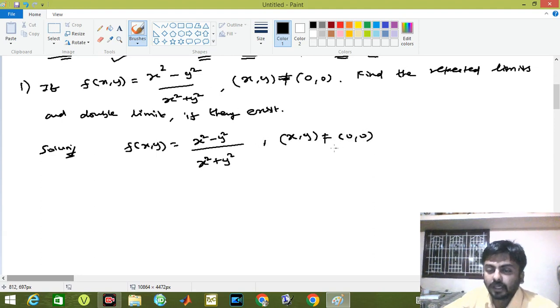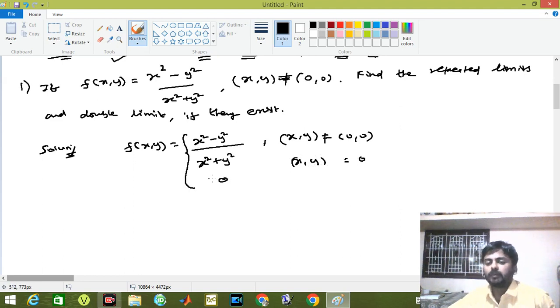But for any other value, this will come. When x and y are not equal to 0, you will get this value. When x and y are equal to 0, what will you get? Obviously it will become 0. That is what the given problem means, but they didn't mention that.